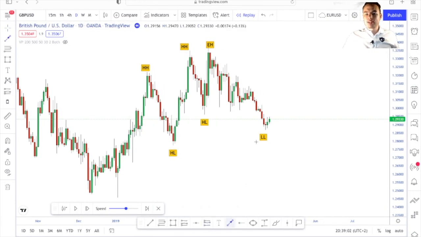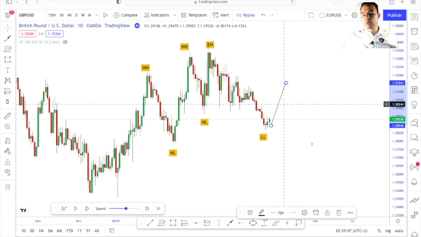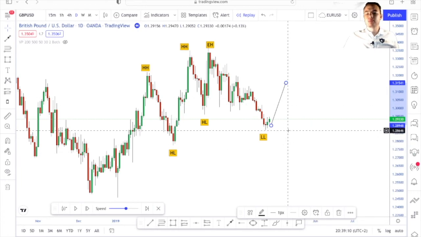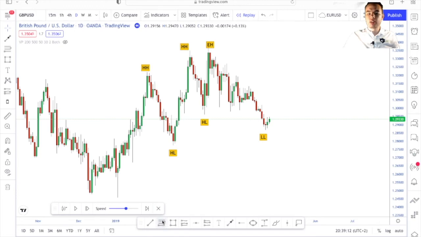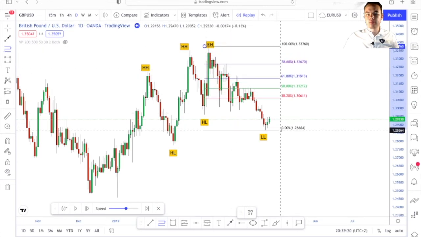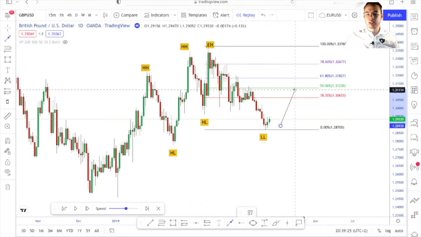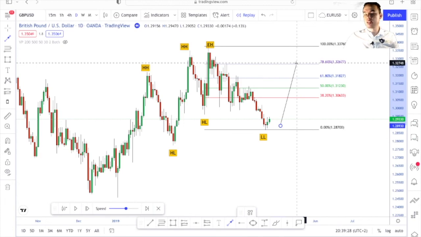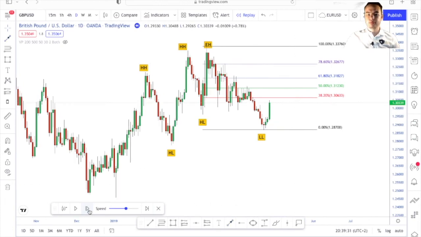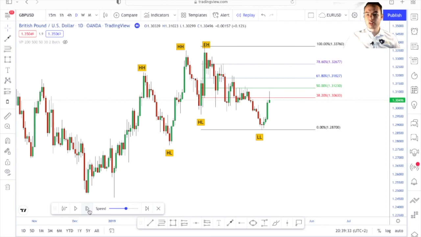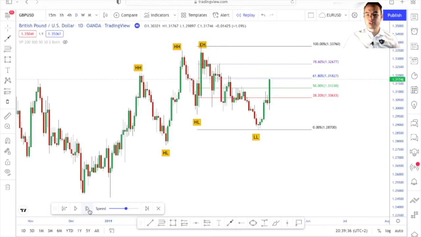So we need to identify where this is going to retrace to before we can enter a sell. So we take our Fibonacci from the top to the bottom, drag it. So is it going to go 38, 50, 61, 78? Let's find out. Okay, reached the 38, rejected, rejected. Oh, pushed to the 61.